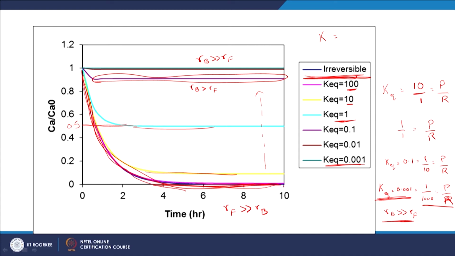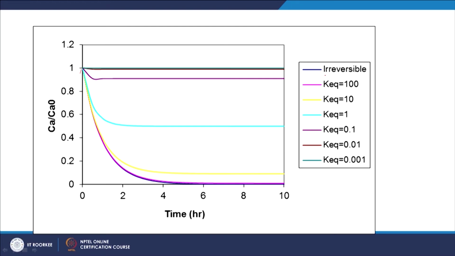Initially all the A is converted to products. So in the irreversible case, A is completely transformed to the products. There is no more A after a certain time. But let us say K equilibrium equal to 1, and all these examples are for A going to B. As A goes to B, B is also transformed back to A and so on, and in the other case A going to B is much slower than B going to A.